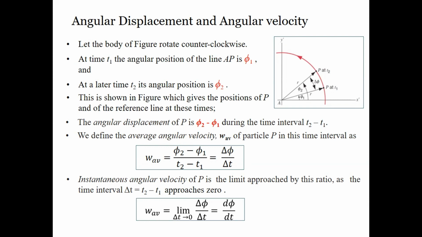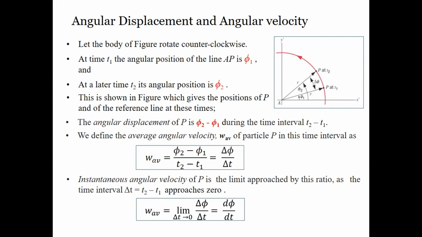We define the average angular velocity omega average of the particle P in this time interval as equal to phi 2 minus phi 1 divided by t2 minus t1. And you can see that this is delta phi divided by delta t, which is the change in the angle divided by the change in the time. So this is the average angular velocity, which is the rate of change of the angular displacement.